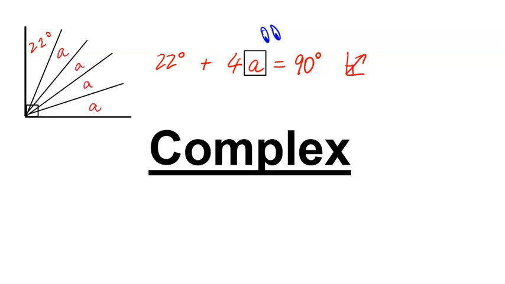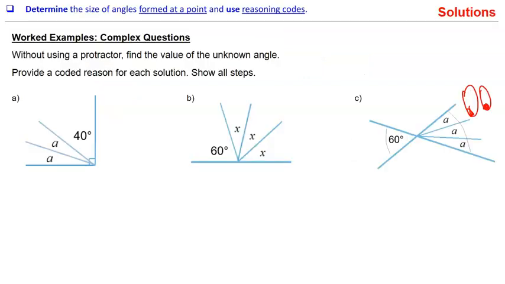Because each is represented with the same letter, it means each is the same size as each other. So I can work out what one of them would be, knowing that these 3 would all be the same size as that. Let me show you how to set these out. And we'll do 3 like this, because these are not protractor questions, do you see? We need our coded reasons, and we're going to show the working by writing down the true statements.